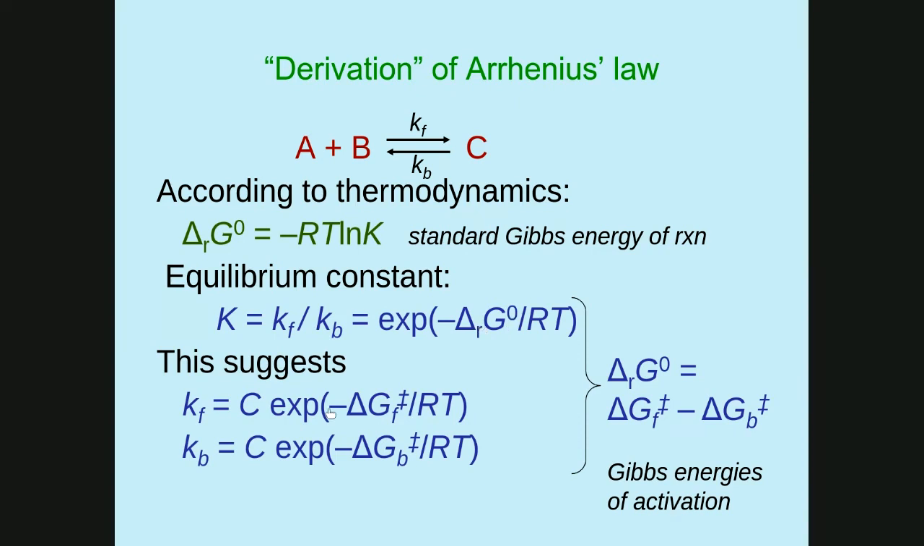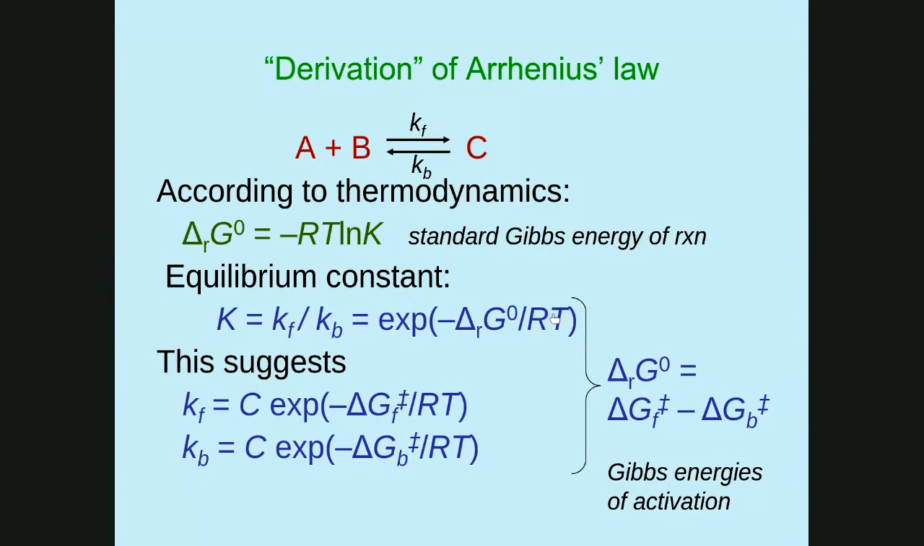So Kf we can write as the exponential of minus delta G, which we write as delta G for the forward reaction, with the dagger or activation symbol, upon RT. Similarly for Kb, but with a different delta G. And we can also multiply it by a common factor C, just to make it a bit more general, so that if you divide Kf by Kb, that C will cancel out.